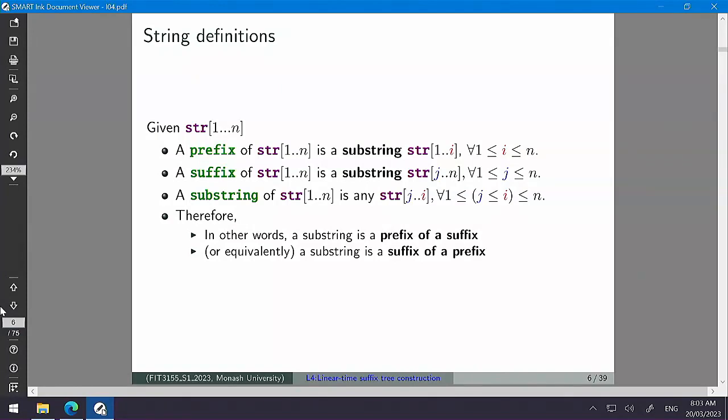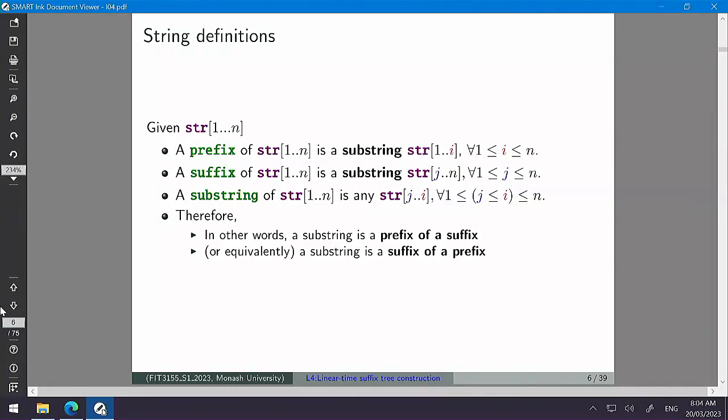If you have a position i on that string, then this part is called the prefix, and that part is the suffix. No doubt about that, isn't it? 1 to i, if you have an i somewhere, 1 to i is the prefix of that string, i to n is the suffix of the string. Let's take two variables now, i comma j. i to j would be a substring of the string 1 to n, correct?